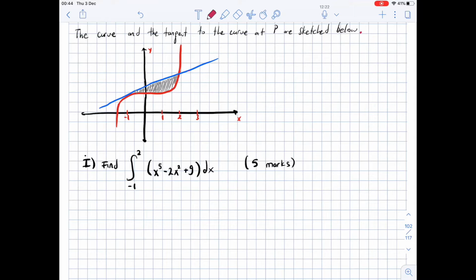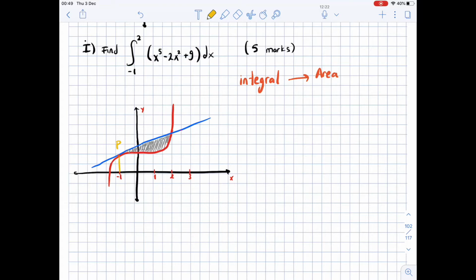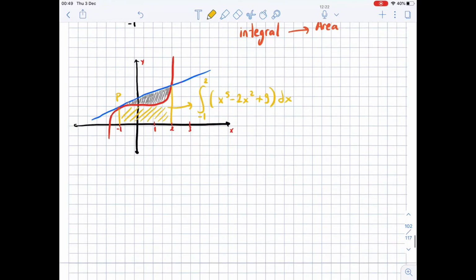Welcome everybody. In this question, we're going to find the shaded area. Below the curved line, integral will help us find the area. So integral from -1 to 2. We know the equation of the curve, which is x to the power of 5 minus 2x squared plus 9. Then right now let's integrate.